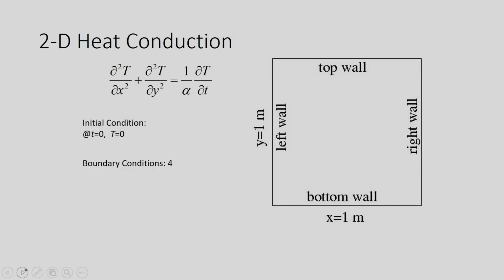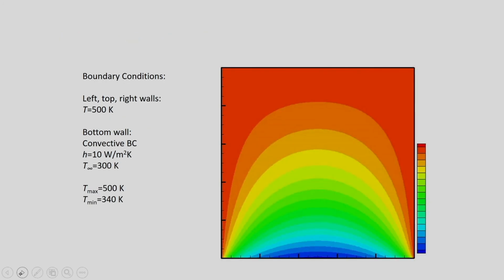So, next let us consider the two dimensional unsteady heat conduction equation. Okay. So, you can see this is the equation, del T by del t is equal to alpha times del 2 T by del x square plus del 2 T by del y square, and let us consider one plate. This is your bottom wall, this is your top wall, left wall and right wall. We have taken x equal to 1, y equal to 1, and the initial condition in every case is T equal to 0, temperature is 0. So, with different boundary conditions you can see. If the left, top and right walls are at T equal to 500, and the bottom has a convective boundary condition.